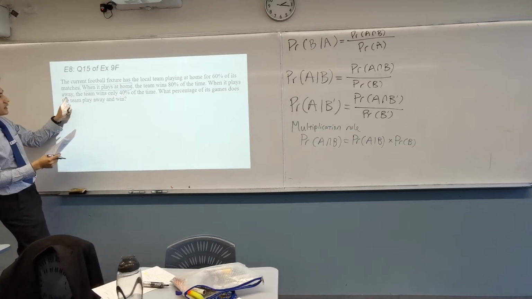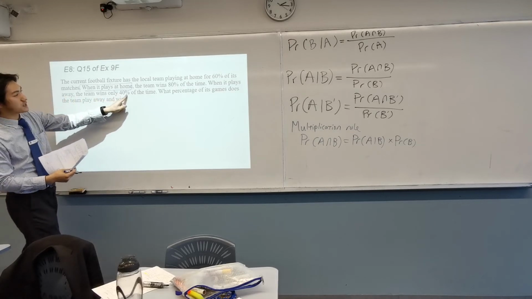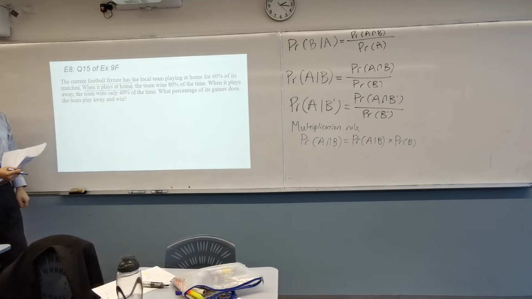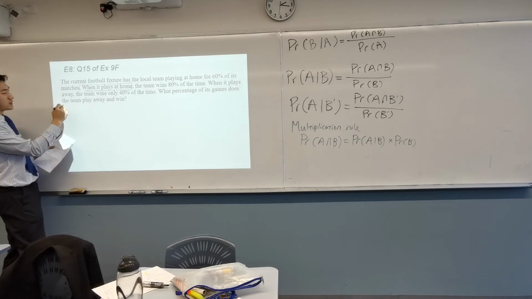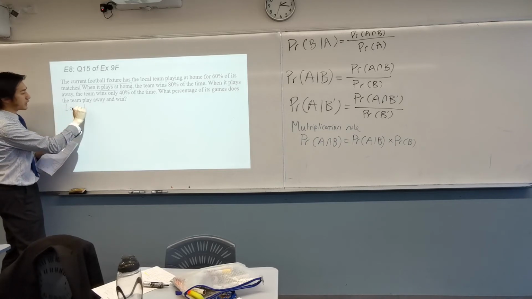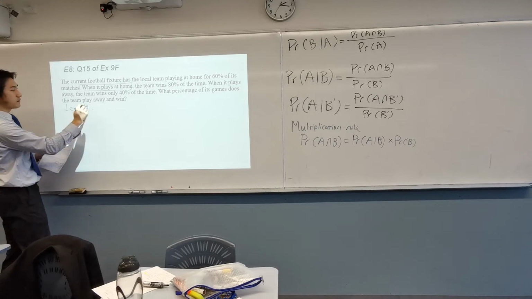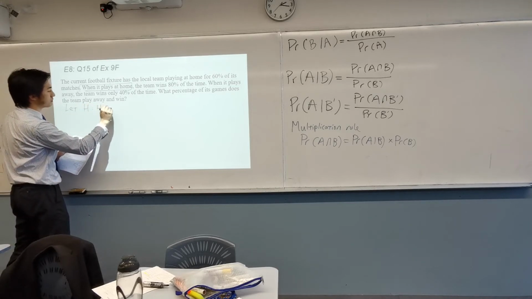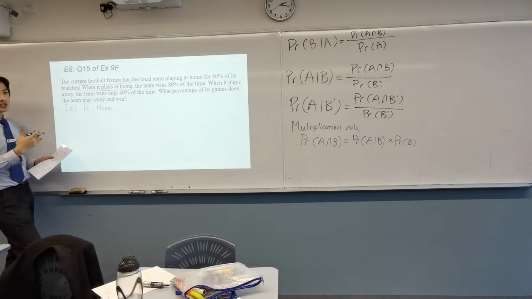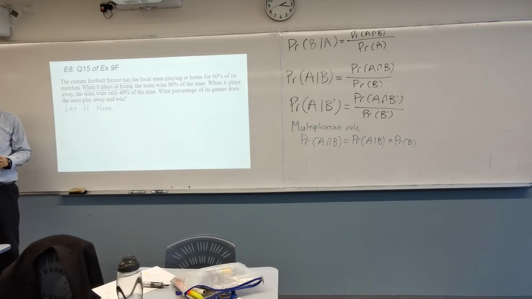When it plays away, right, that's another condition. When it plays away, the team wins only 40% of the time. What percentage of its games does the team play away and win? So to work out this question, let's start by defining some letters for these events. Let H be a home game, which implies that H dash would be an away game.